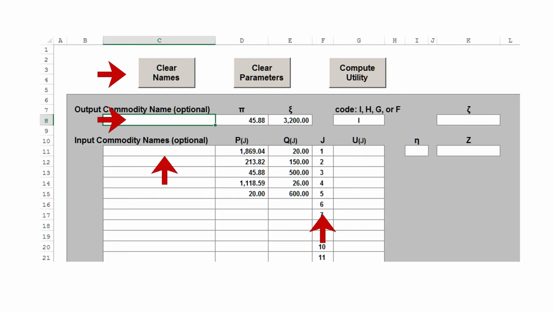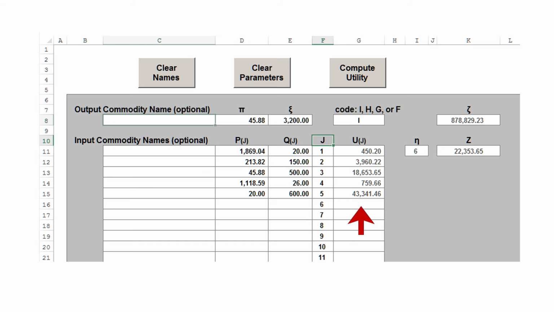The data actually used by the algorithms are entered in columns D and E. Row 8 records entries for the output's price pi and for its rate of output xi. Rows 11 onwards record the entries for the input rates j and their prices. Blank rows are permitted in the sequence of inputs. Column G will receive the algorithm's computations of the utility parameters j. These results can be cleared away en masse by clicking on the Clear Parameters button.